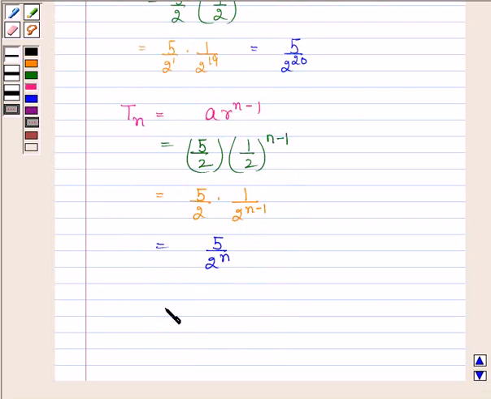Hence, the 20th term is 5 by 2 to the power 20 and the nth term is 5 by 2 to the power n. This is our required answer.